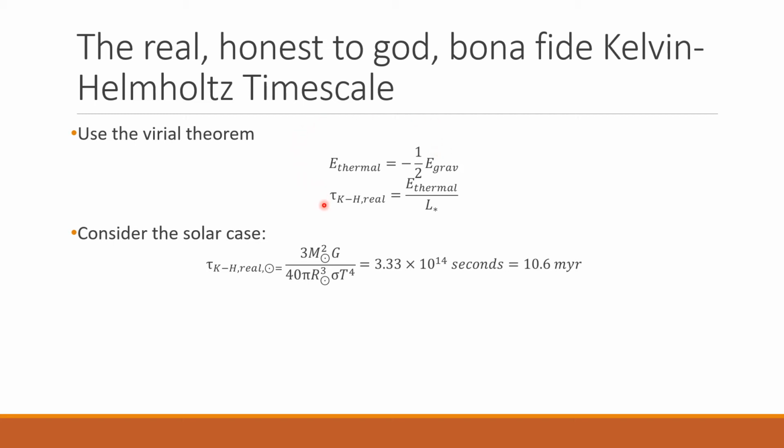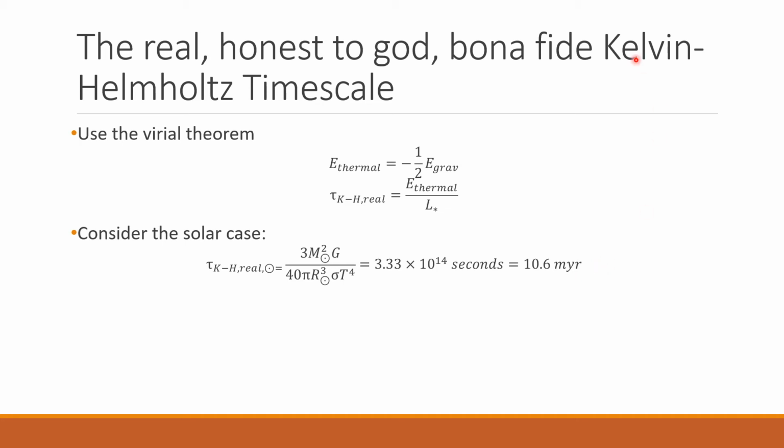So in this case, our true Kelvin-Helmholtz timescale is going to be the thermal energy over the luminosity. And if we consider the solar case here, we can state that the Kelvin-Helmholtz timescale is now equal to 3 M_sol squared times G over 40 (note that we have the extra 2 down here now), pi R_sol cubed sigma T to the fourth, where T is the solar temperature, 5600 Kelvin. Plugging away at this gives us a timescale of about 10.6 million years.